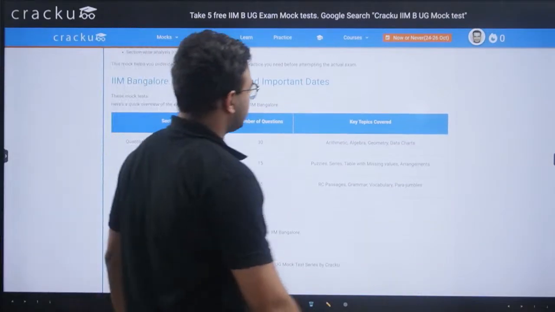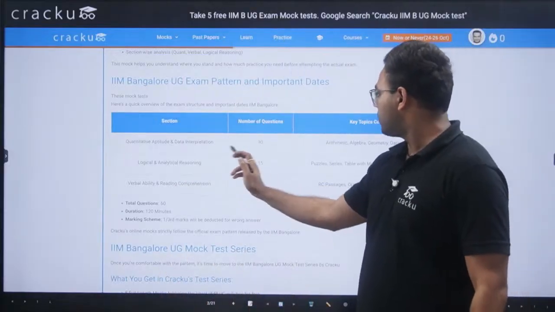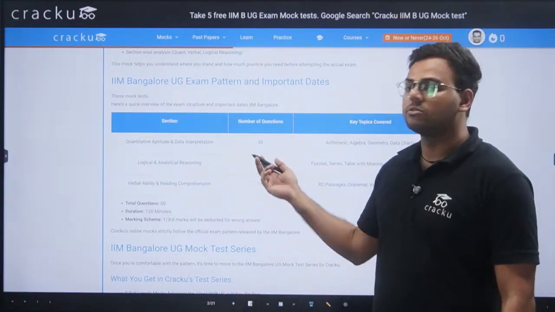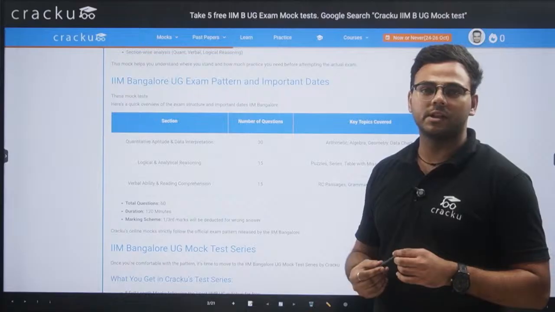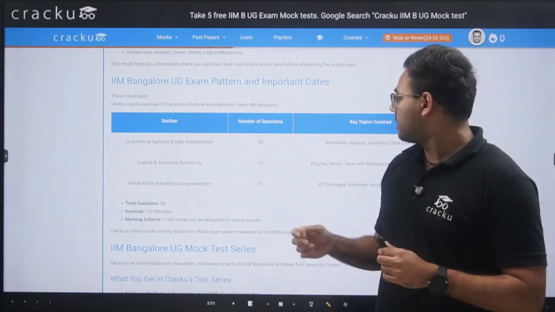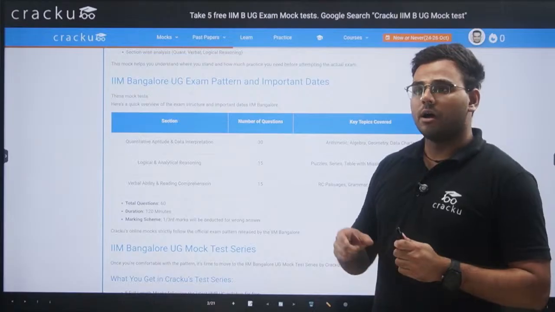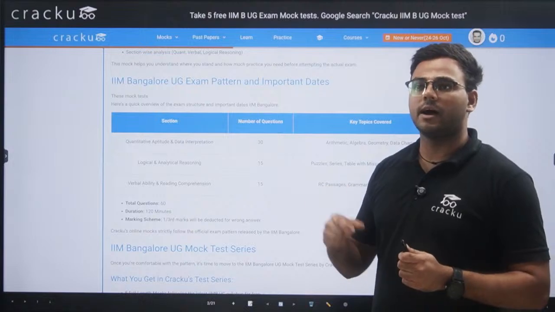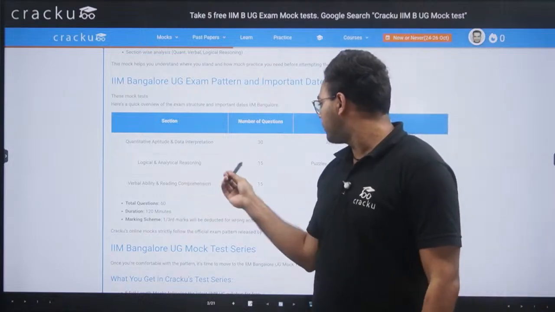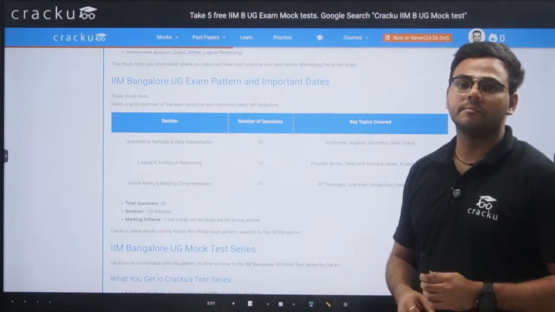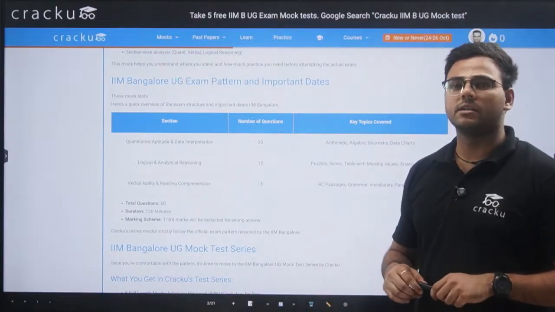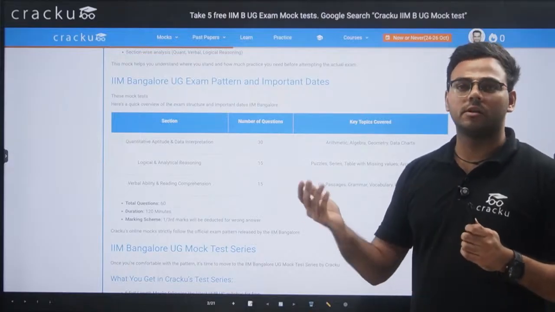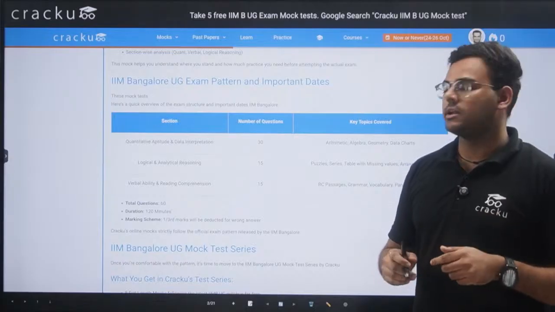The exam pattern will be like this. There will be 30 questions for quantitative aptitude and data interpretation. This includes arithmetic topics like profit and loss, simple interest, compound interest, and data interpretation, where you'll be provided with a graph and you have to interpret that graph and answer the following questions. There are also 15 questions for logical and analytical reasoning. In these, you will generally find questions where you have to arrange people, which is linear arrangement, or arrange people on a circular table, which is circular arrangement.